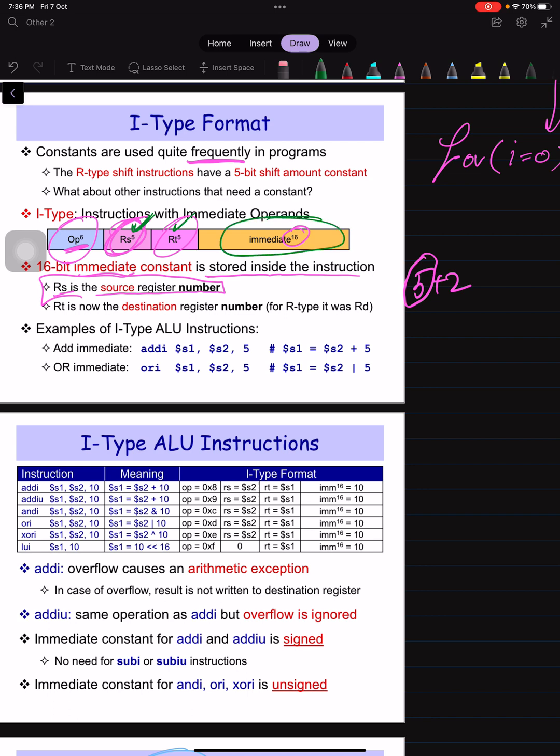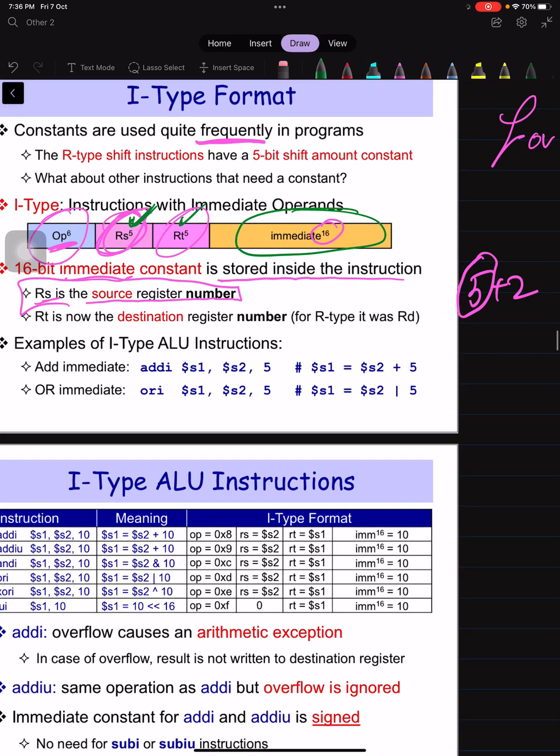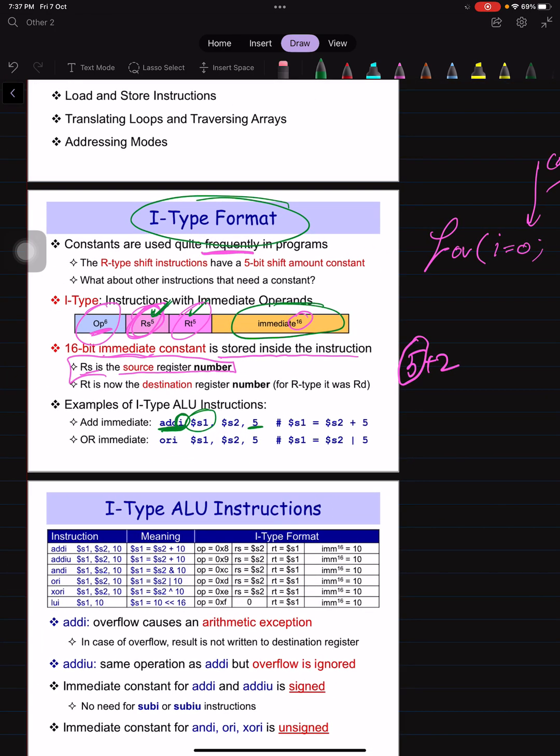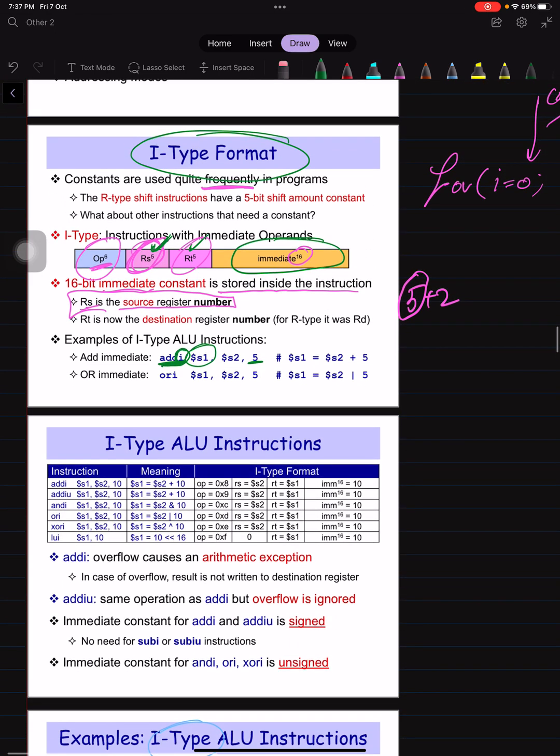But here in the immediate, I'll put the number itself. For example, he is doing addi. Of course addi means he wants to use the I type. If he wants to use the I type, he writes addi, then he can write a constant here. He wants to do the add operation, and he stores the value of course in S1 and so on and so forth. I think this is really clear.